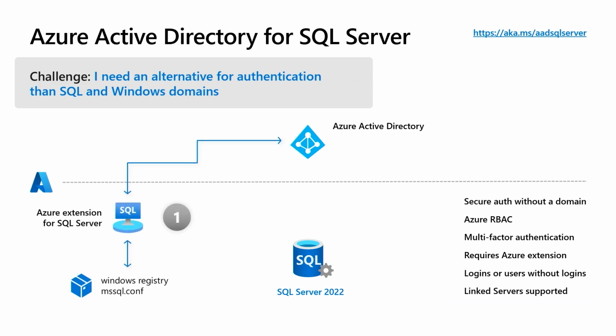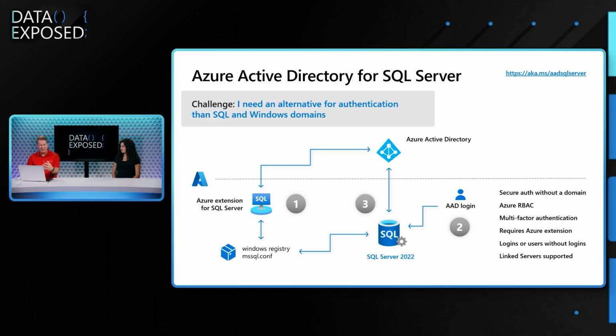So the way this works is that the Azure extension will take data from Azure and put it in the Windows registry. That way, when somebody logs in with Azure Active Directory, we can go look at the registry to know how do we connect and authenticate to AD itself. So it's a pretty seamless system where the Azure extension is giving metadata for SQL Server to know how to connect to AD and authenticate. And don't forget, SQL Server on Azure VM also supports this now in public preview.